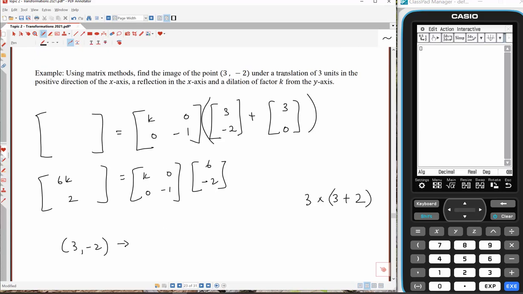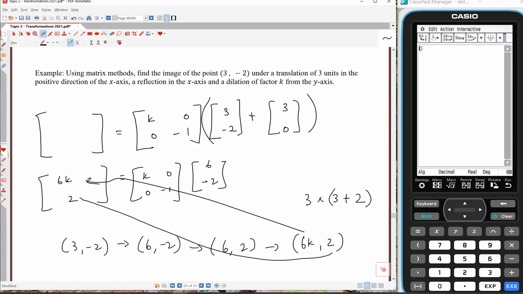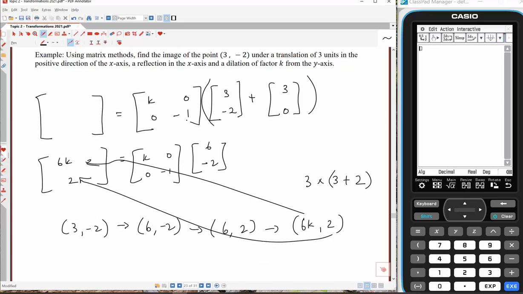Again, let's just try quickly a point-to-point transformation. Under a translation 3 units in the positive direction of the x-axis, so that's what we do first. A reflection in the x-axis changes y, giving (6, 2), and then a dilation of factor k from the y-axis gives (6k, 2), which is exactly what we got there and there.